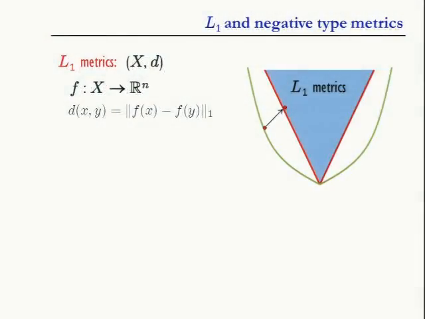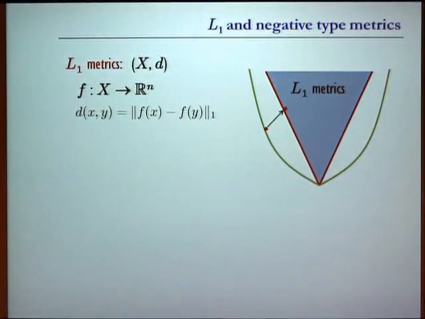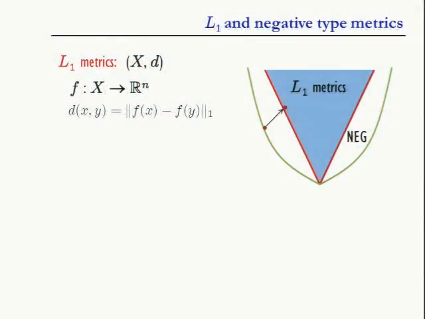So here's something well known. It's not very difficult to see. Cut metrics on a finite set, you can also think of as L1 metrics. So they're the same thing. So a metric space is in the cut cone if and only if there's an isometric embedding into some finite dimensional space such that the distance is exactly the L1 distance. That's a different way of characterizing the cut cone. That's an exercise to see that.